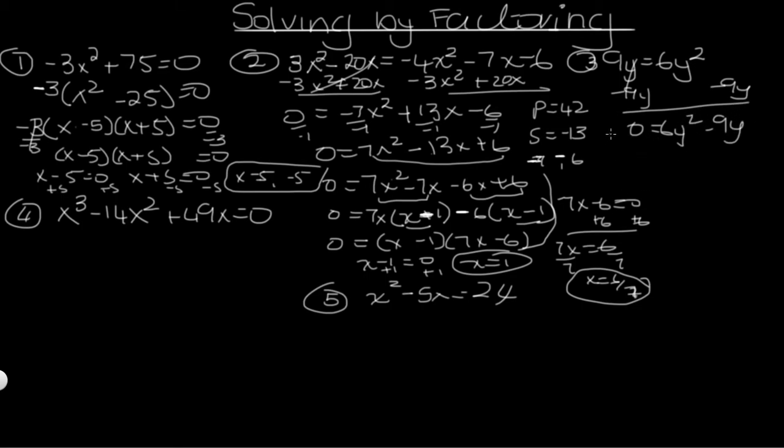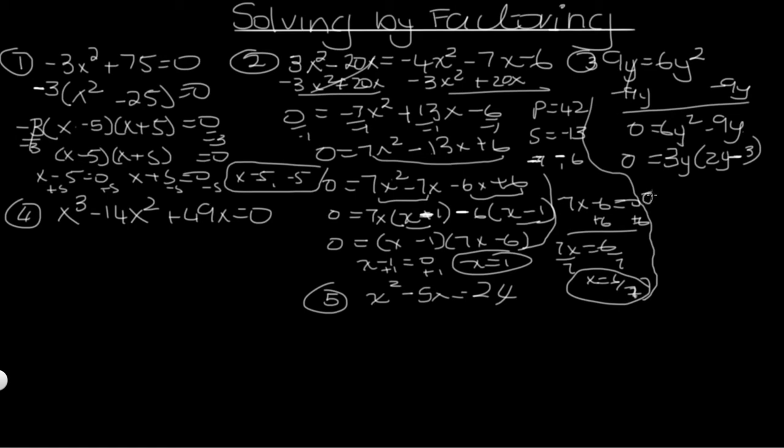Now I can do greatest common factor. Let's draw a line here. So I can take out a 3y because they both have a y. 6 divided by 3 is 2. Y squared divided by y is y. Minus 9y divided by 3y is 3. Now go ahead and split this up.